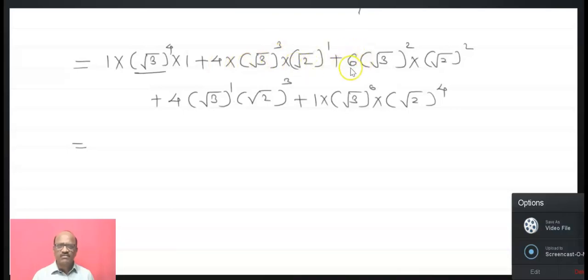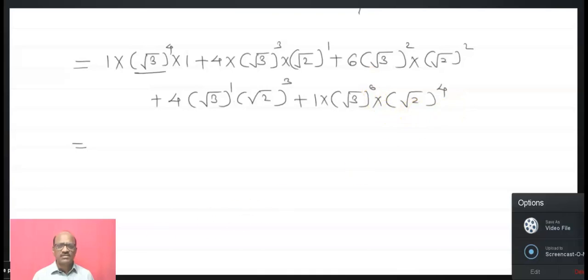6 is the value of 4C2 and that value is 6 here. Root 3 raised to 2 into root 2 raised to 2. Again 0, 1, 2, 3, 4C3, its value is 4 and root 3 raised to 1, root 2 raised to 3, and last is 4C4, its value is 1 here and root 3 raised to 0 and root 2 raised to 4.